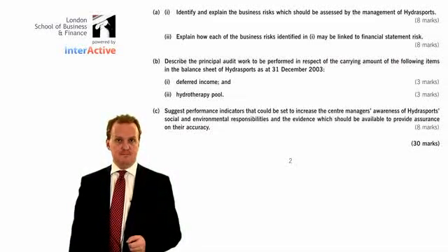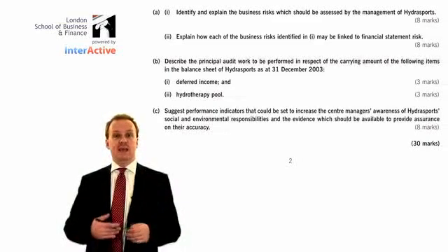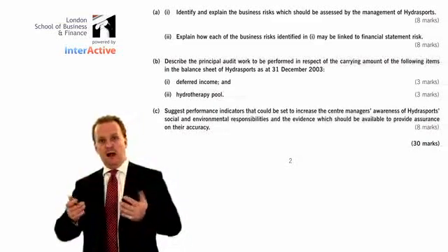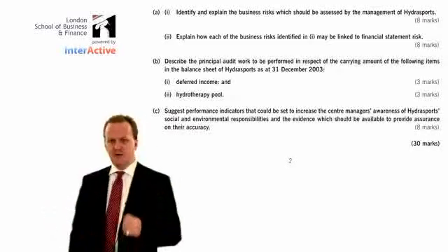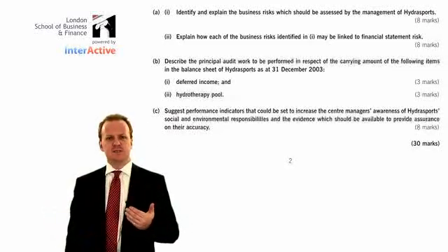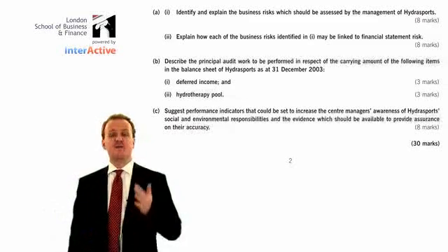So here are 2 numbers that would appear in assets or liabilities, and we've got to describe principal audit work. Well, audit work will be analytical or inquiry or inspection or observation, etc., etc. And there's only 3 marks for each of these, suggesting we may only need 3 good, solid pieces of audit work.